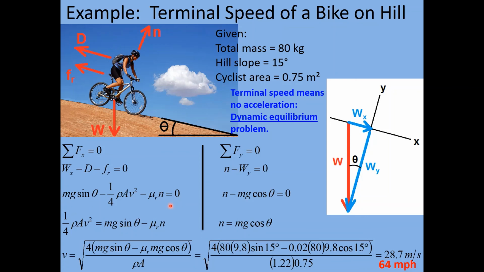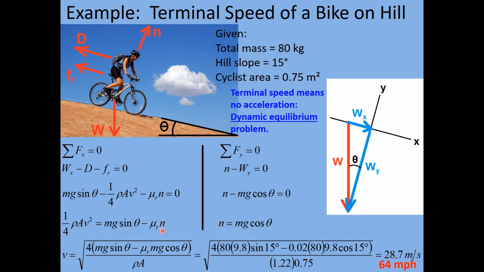Next, we want to solve for velocity. The term with velocity is right here because I have a v squared. So I'm going to move this by itself on this side and rearrange the equation, being careful to flip the signs where I need them. And so I have 1/4 rho A v squared equals mg sine theta minus mu n.